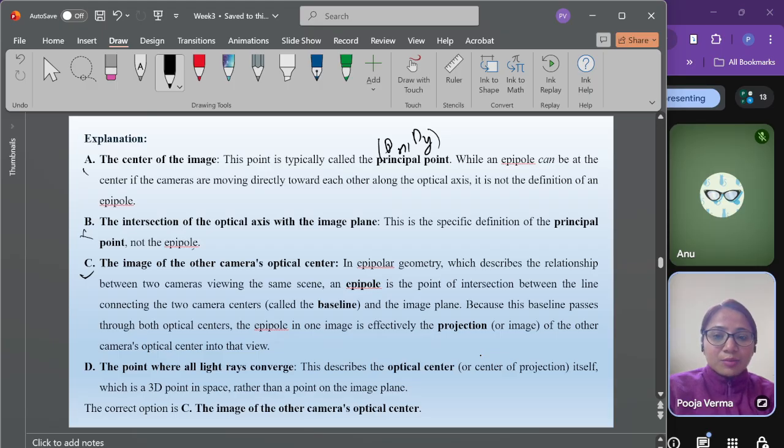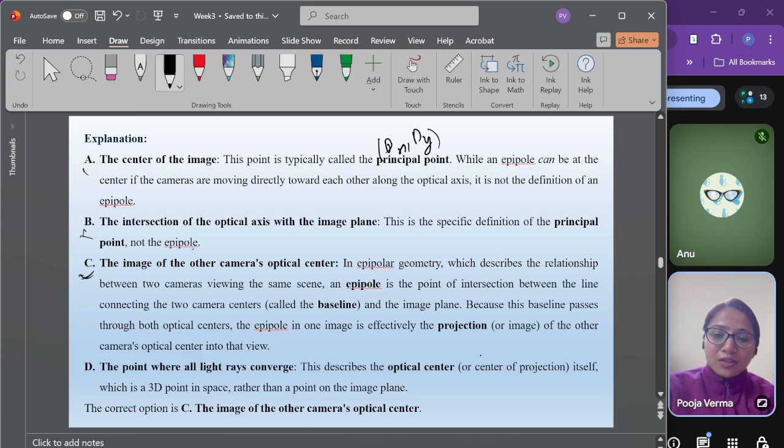Basically, it describes the relationship between the two cameras viewing the same scene. An epipole is the point of intersection between the line connecting the two camera centers and the image plane. Okay, so this is the correct definition for the epipole.